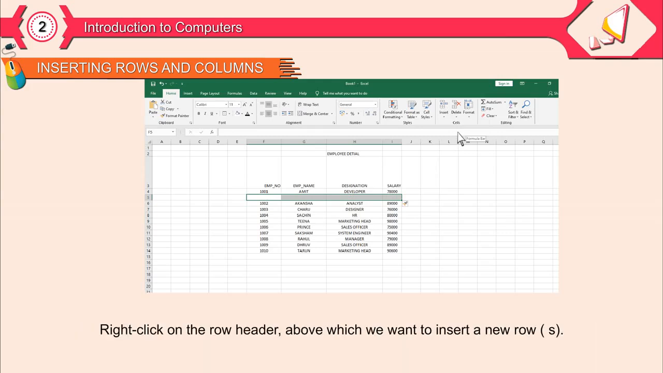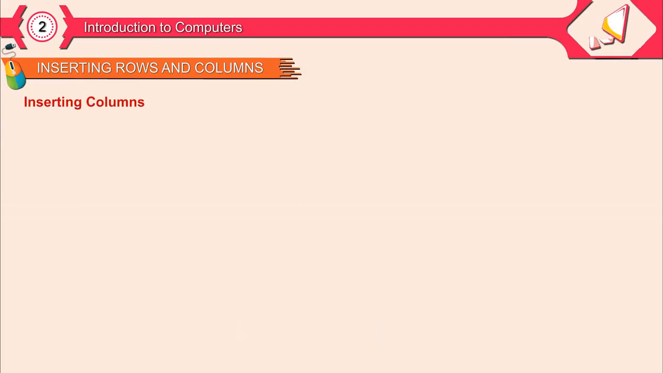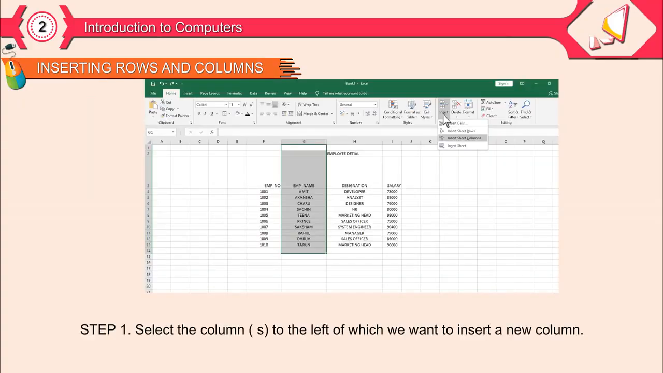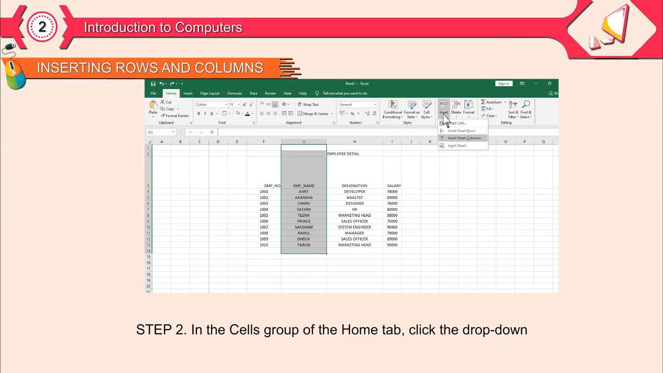Or right-click on the row header above which we want to insert a new row. From the context menu, select the Insert option. Inserting columns. To insert columns in the worksheet, follow the given steps. Step 1. Select the column to the left of which we want to insert a new column. Step 2. In the Cells group of the Home tab, click the drop-down arrow next to the Insert button.